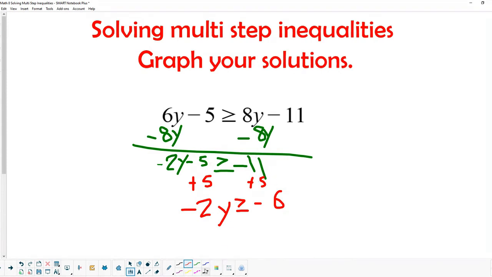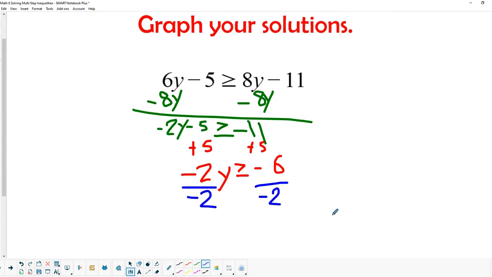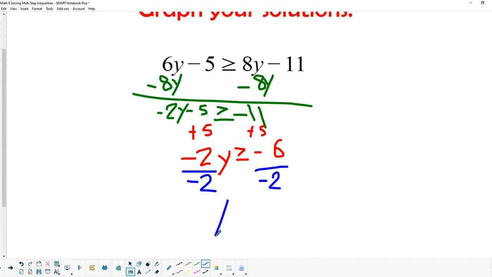We end up with negative 2y is greater than or equal to negative 6, because negative 11 plus 5 is negative 6. In this case, we do have to divide by that negative 2. That's significant, because it means we have to switch the inequality symbol. To get our final answer, we have y is less than or equal to positive 3, because negative 6 divided by negative 2 is positive 3.